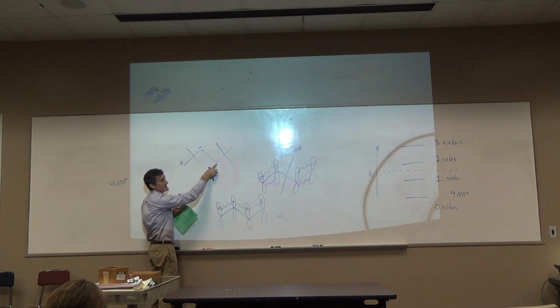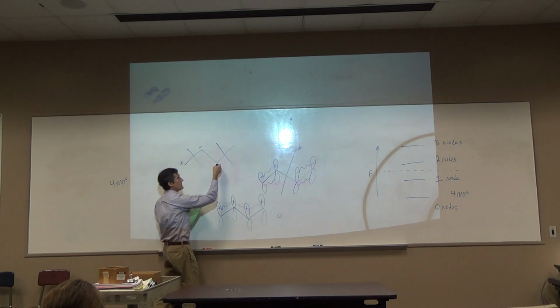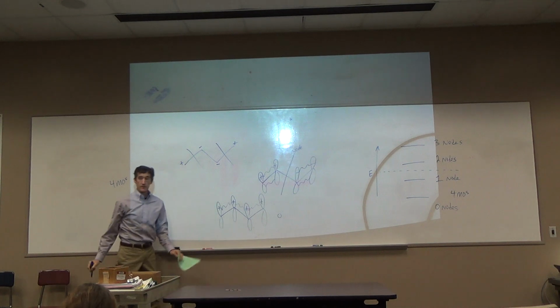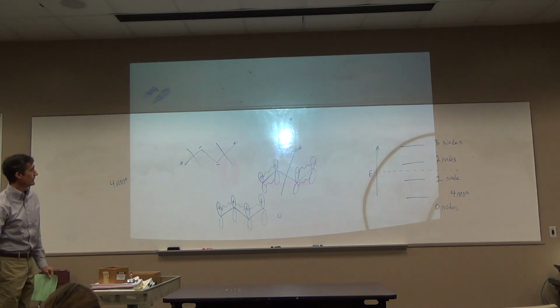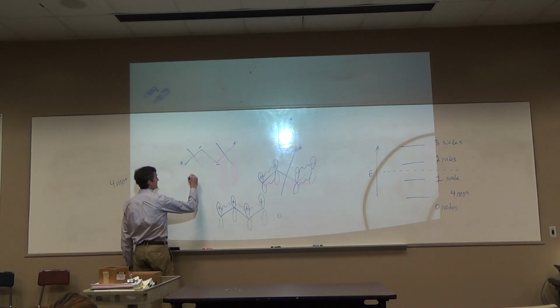Now, what is this phase here? Minus. Do we have a node between these two carbons? No, so that's minus, same phase, so they're overlapping constructively. When there's a node, so this is what? Okay. And this has two nodes.